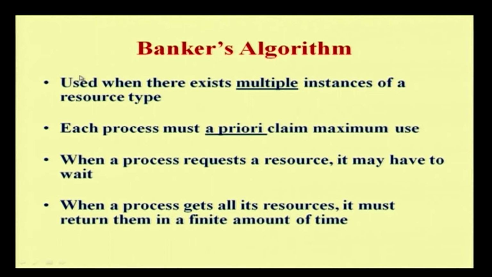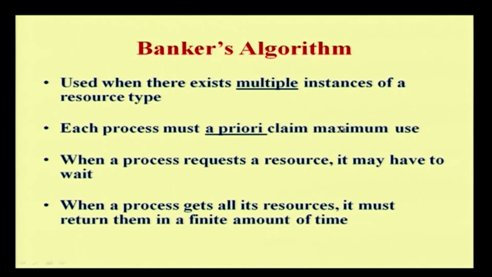Here, the banker's algorithm is used when there exist multiple instances of a resource type. Each process must a priori claim maximum use. When a process requests a resource, it may have to wait. When a process gets all its resources, it must return them in a finite amount of time. Now, the first point says that it is used when there exist multiple instances of a resource type. The second point states each process must a priori claim maximum use.